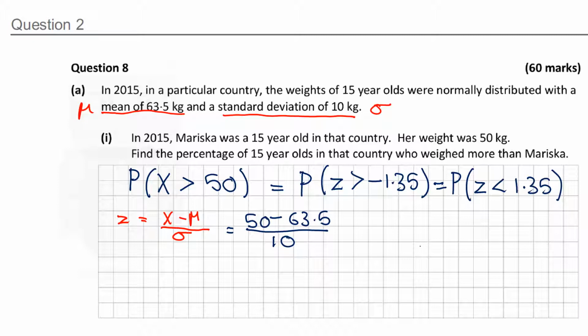So at this point then, I can look it straight up in my tables, and when I look up 1.35 in my tables, I get 0.9115. And if I want to turn that into a percentage, which the question asked me for, it's 91.15%.